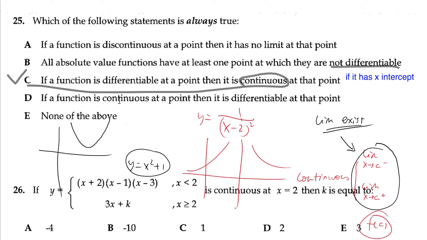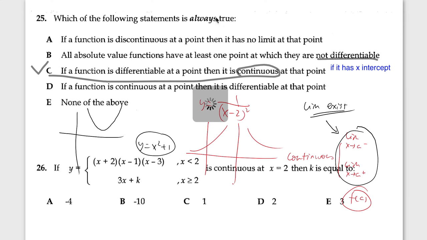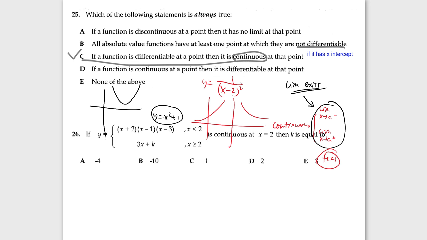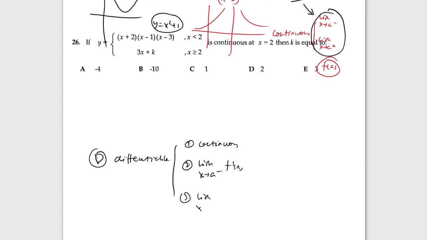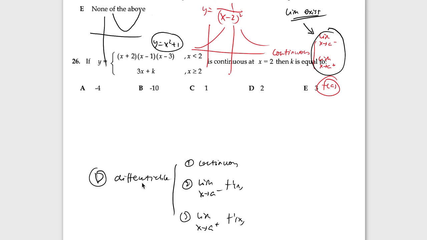Part D: if a function is continuous, then it is differentiable. That's not true. If we want differentiable, again, you need to have three conditions. First of all, it must be continuous. And second, the limit of the derivative approaching from the left must equal the limit of the derivative approaching from the right. You need to satisfy all these conditions to make sure it's differentiable.